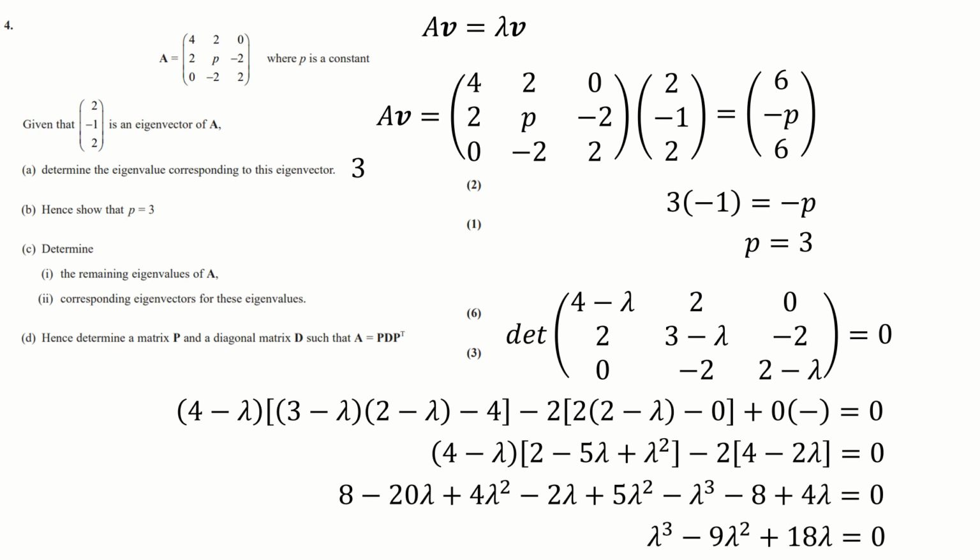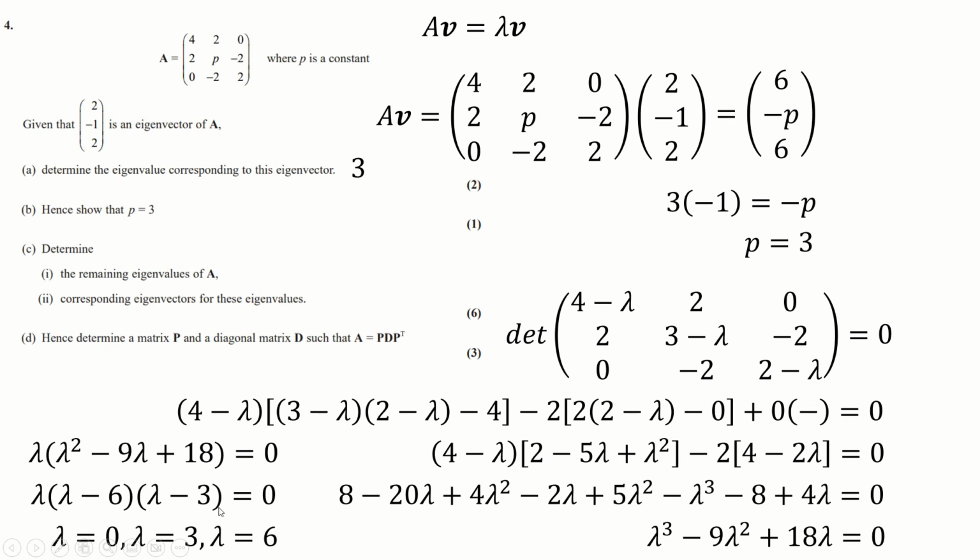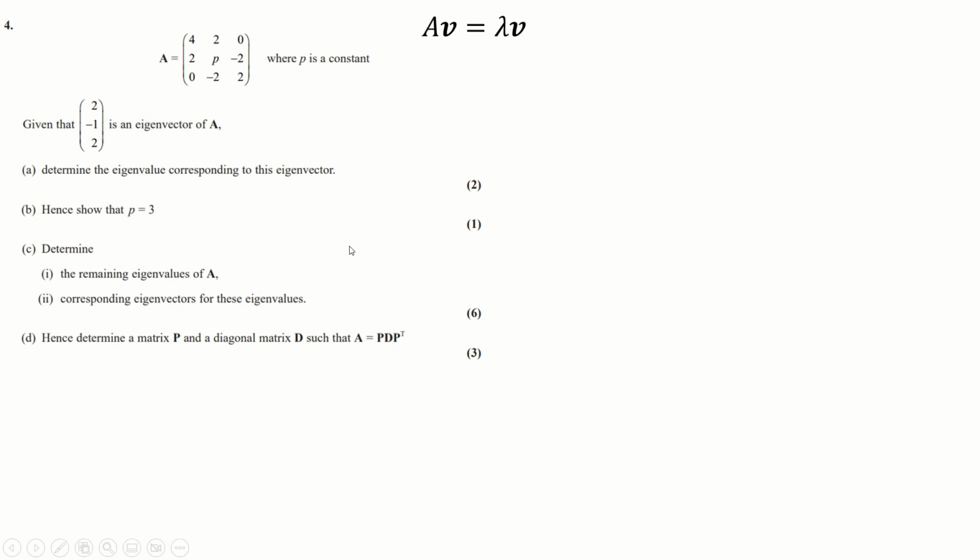Usually in these questions, the reason they give you one eigenvector or one eigenvalue is to help you solve the cubic that you get, but because this cubic just has a solution of 0, it's super easy to solve anyway. So it kind of is irrelevant. But the other eigenvalues are 0 and 6. So once we have the eigenvalues of 0 and 6, we can then find the eigenvectors.